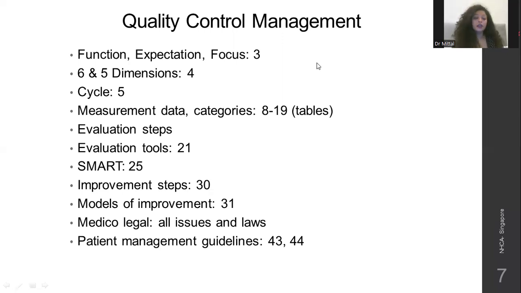Then you have patient management guidelines, 43 to 44 onwards: how to manage a patient from an administrative point of view, from admission to discharge. Different steps have been given. It's a read-through kind of a point, so just read through it.